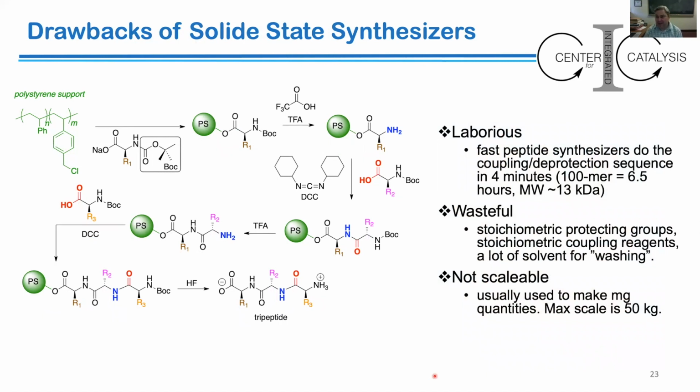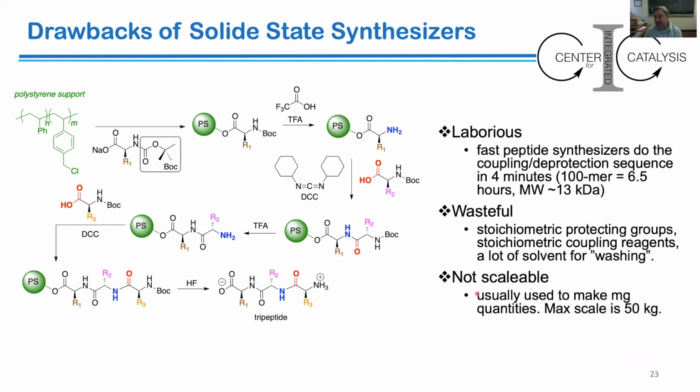It's very wasteful. So all of these steps are stoichiometric, right? We have to protect the amino acid. That's stoichiometric. We have to use these coupling reagents. That's stoichiometric. When we deprotect, then we blow off some of the molecule. And then also all of these steps involve a lot of washing of the polystyrene bead to get rid of excess reagent. And so it's very wasteful. And then it's not scalable.